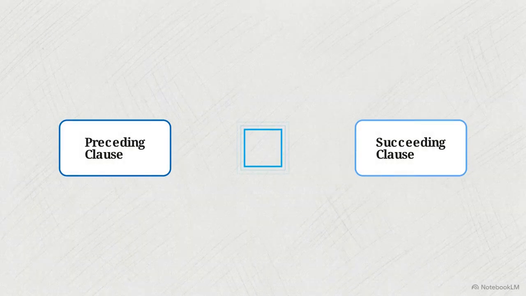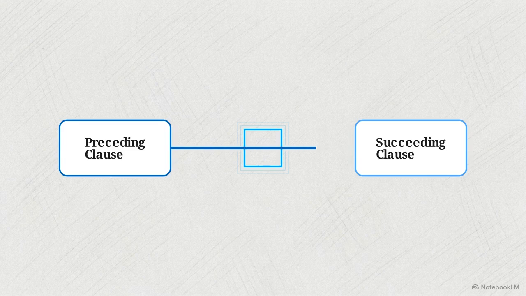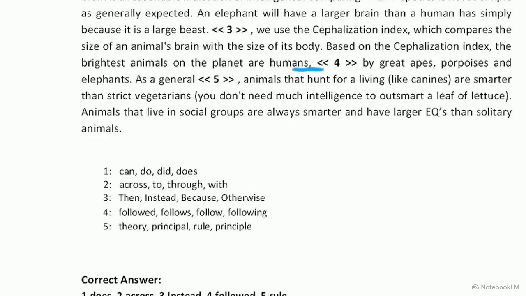Resolving these gaps is an exercise in trajectory. You must analyze the preceding and succeeding clauses to see if the author is building an argument or pivoting away from one. Let's look at the fourth blank.